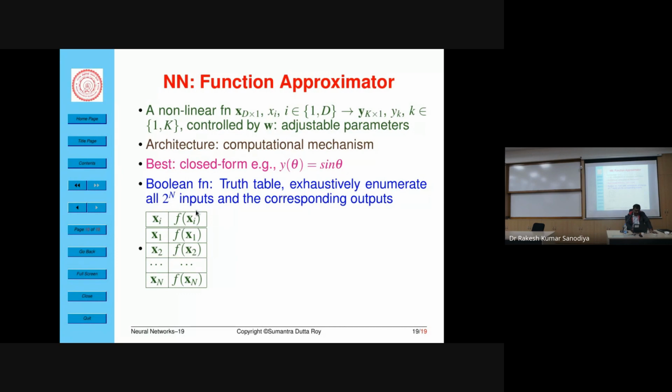So for this, I can use a lookup table which enumerates whatever inputs I know and the corresponding outputs. So if the input is one of these, then I can straight away do a table lookup and I can give that value of the output as my correct output.